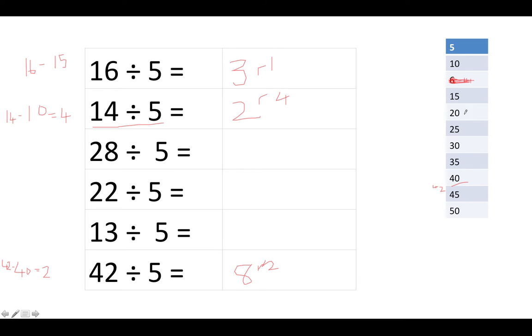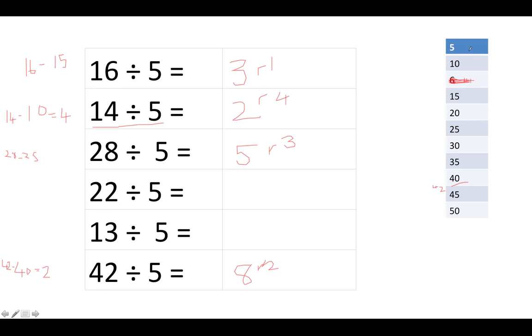28 divided by 5. 5, 10, 15, 20, 25, 30. 30 is too high. 25 is as far as I can go. And 25 divided by 5 is 5, but I wanted 28. So the remainder is 28 take away 25, that's the remainder.